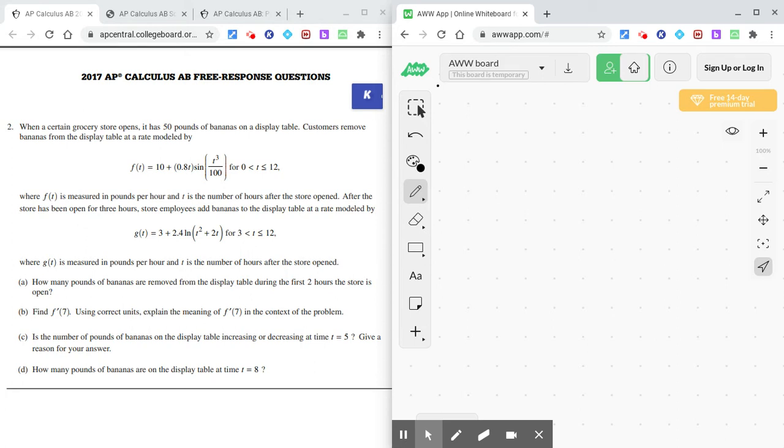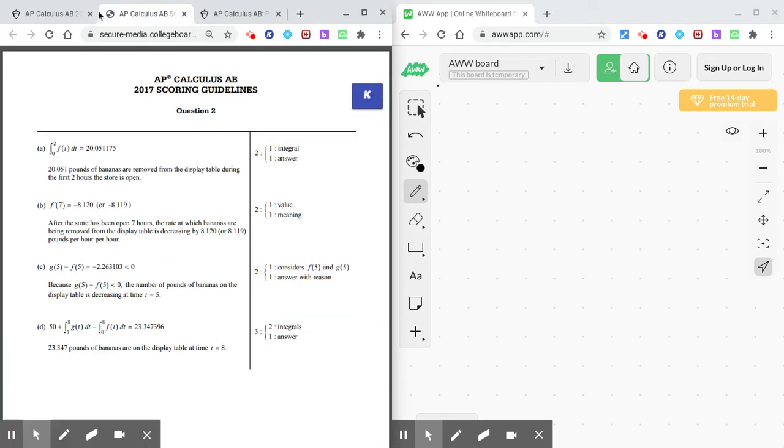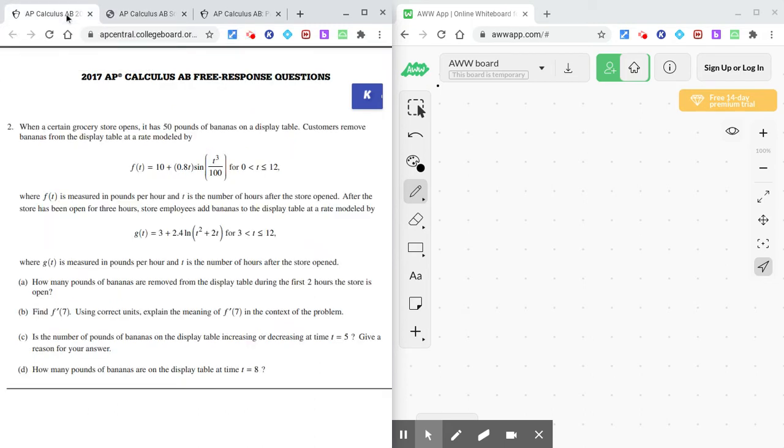And what I'm going to do as I work through this is I have the problem here, but I'm also going to flip back and forth between that and the solutions that AP, that College Board provides. But I'm going to work them out here in my little whiteboard.